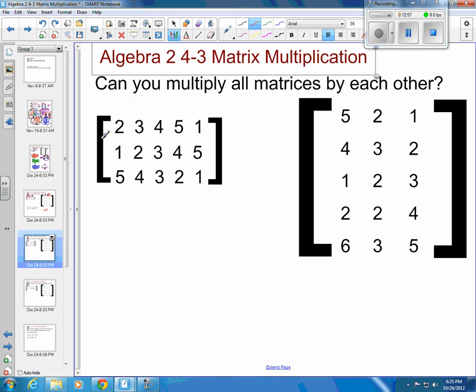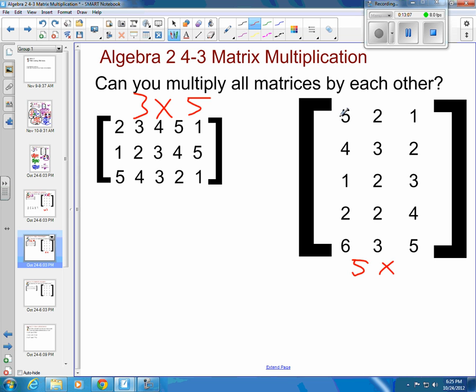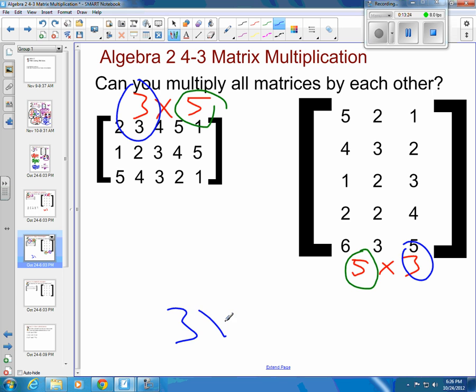So what about this one? This is a 3 by 5. And this is a 5 by 3. So you look at the inside numbers, 5 and 5. Can you multiply them? Yes, they match up. What's your resultant matrix? It's going to be a 3 by 3.